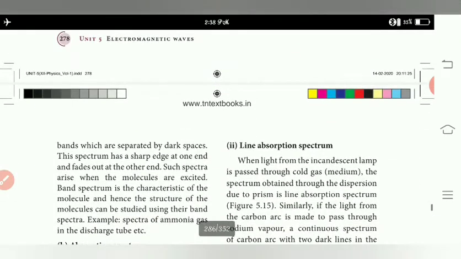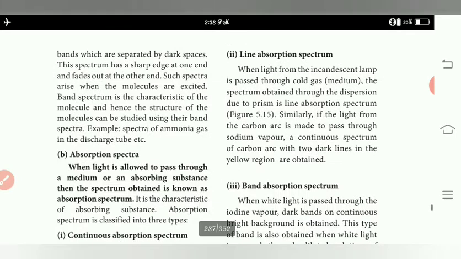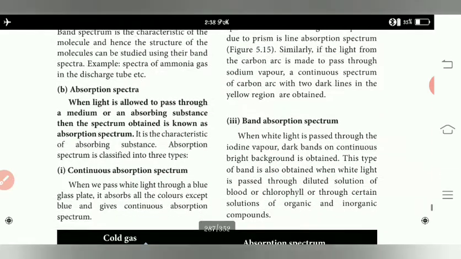This one we call the band spectrum. The band spectrum has a sharp edge at one end and fades at the other end. Spectra of this kind arise when the molecules are excited. Band spectrum is a characteristic of the molecule, and hence the structures of molecules can be studied using their band spectra. For example, the spectra of ammonia gas in the discharge tube.